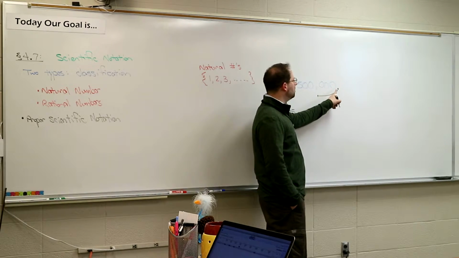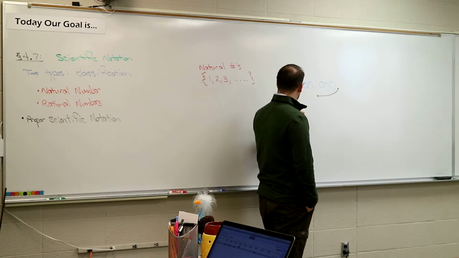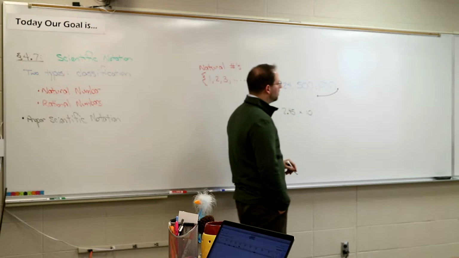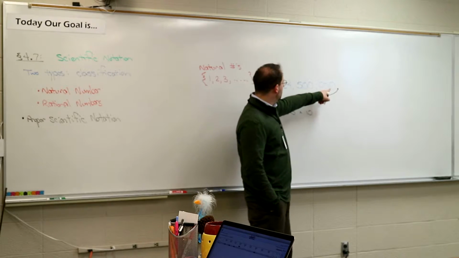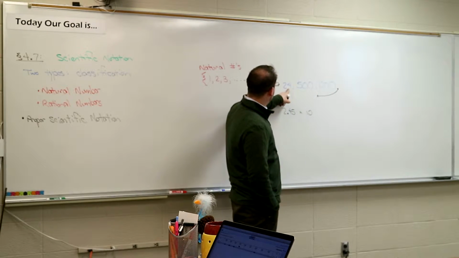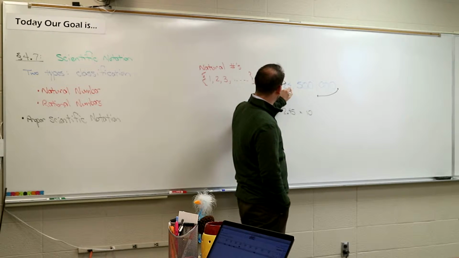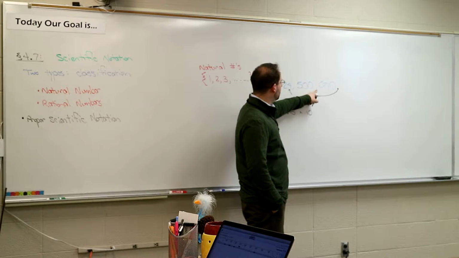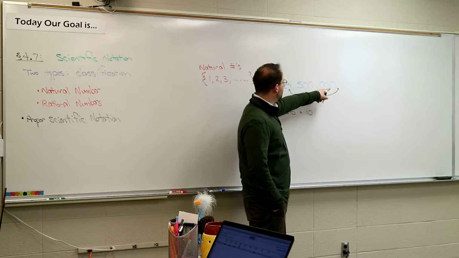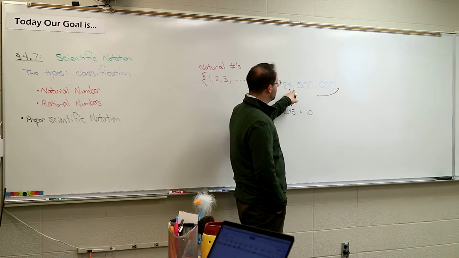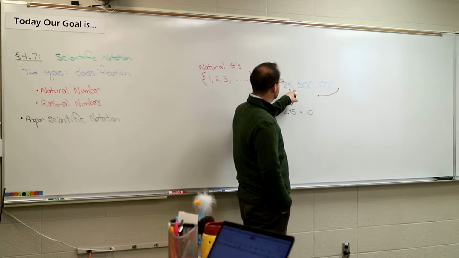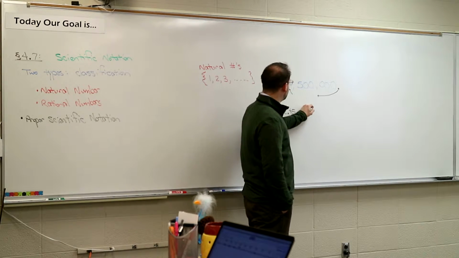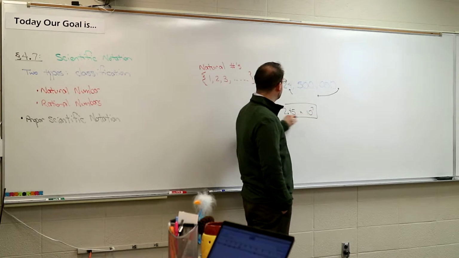Now, how many spots did you move your decimal? Count. 1, 2, 3, 4, we're going all the way to here. Keep counting. How many spots? Count again. 4, 5, 6, and then go one more. 7. So 7. This is how you write your answer in scientific notation.